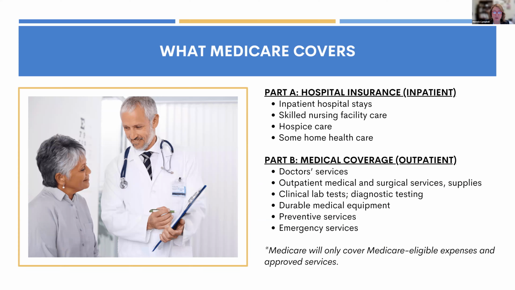So your inpatient coverage under Part A covers inpatient hospital stays, skilled nursing facility, hospice care, and some home health care. Your outpatient side is kind of everything else. It's your doctor visits, outpatient surgeries, all kinds of diagnostic testing and lab work, medical equipment. That can be anything from a CPAP machine to diabetic supplies to a wheelchair. Preventative services is like your annual physical and different testing like bone density, mammograms, PSA screening tests, stuff like that. And emergency services is like urgent care and emergency room, ambulance.